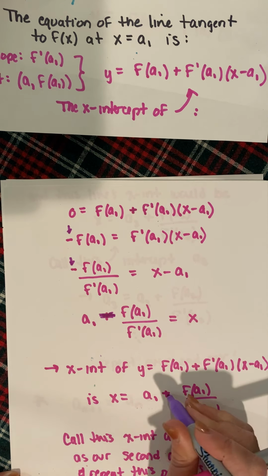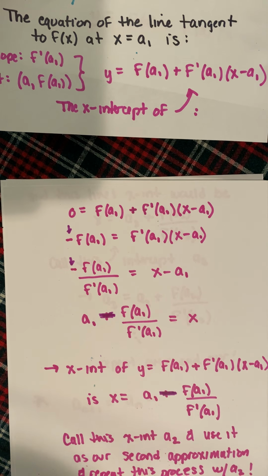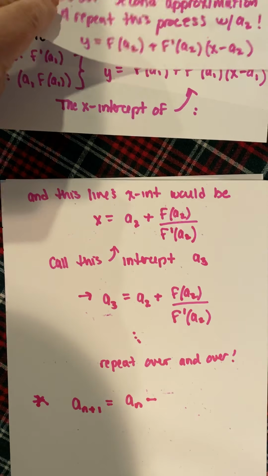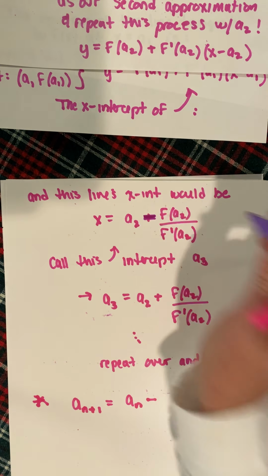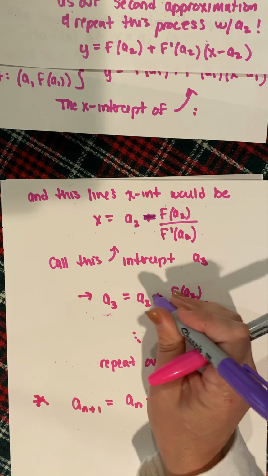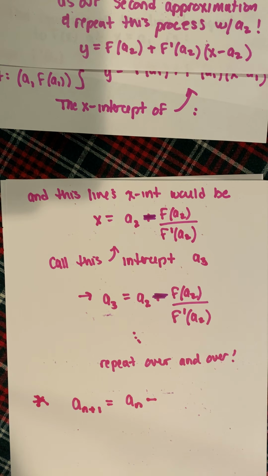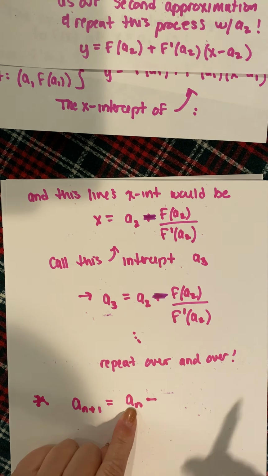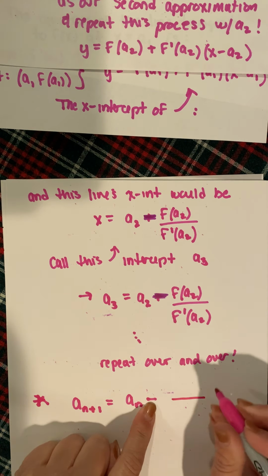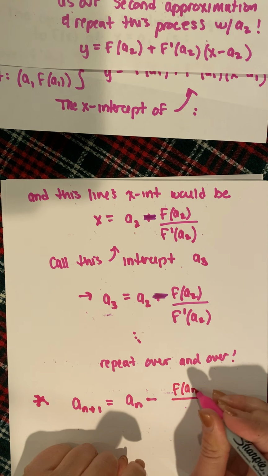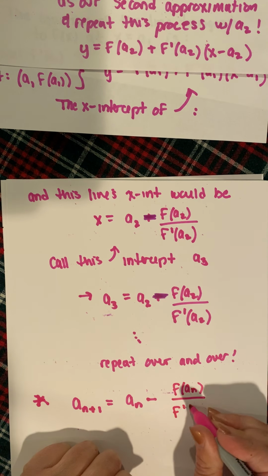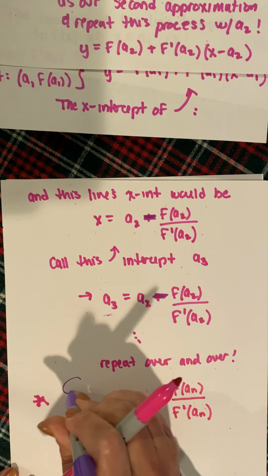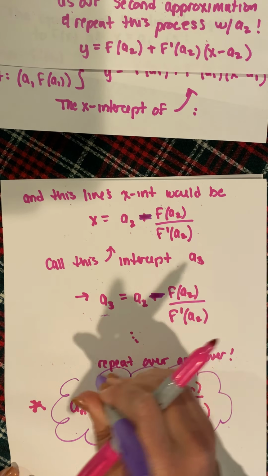So the x-intercept is a1 minus f of a1 over f prime of a1. If we continue, this would be a2 minus f of a2 over f prime of a2. a3 would be our third approximation. So in general, the next approximation is the previous approximation minus the function at the previous approximation all over the derivative at the previous approximation. So this is the template for Newton's method.